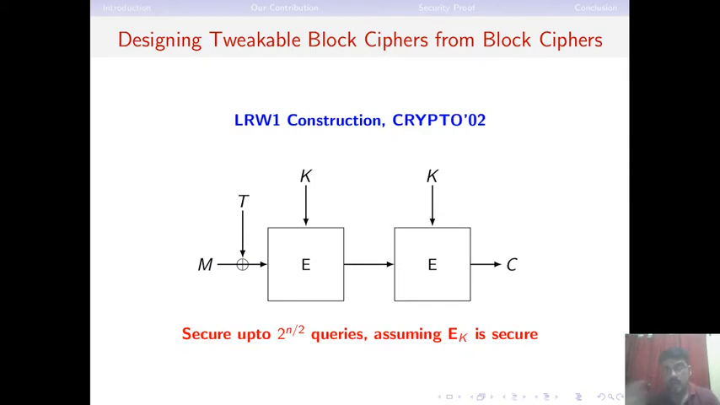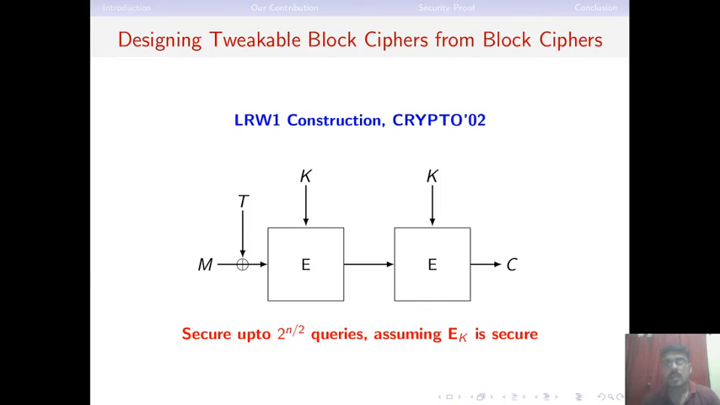The first secure design of a tweakable block cipher was observed in the LRW1 construction. This was proposed by, again, Liskov, Rivest, and Wagner in Crypto 2002, in which the construction was built out of a block cipher. They invoke two block cipher calls, where the tweak T is masked with the input message M, and it gives you the ciphertext C. This construction was shown to be secure up to 2^(n/2) queries, where the assumption is that the block cipher is a secure block cipher. That means it's a secure pseudorandom permutation. And this security bound is basically tight because you can mount a birthday bound attack with the same query complexity, right?